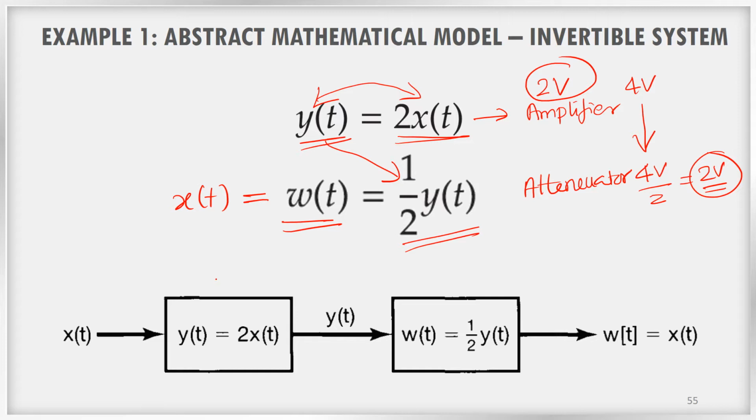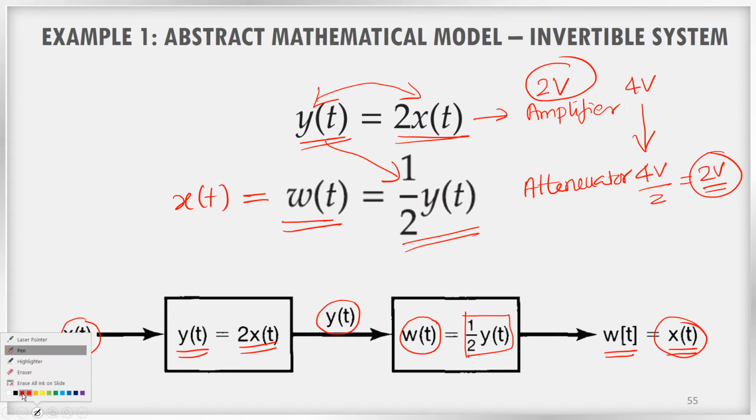Now what happened here is that you are giving a voltage x of t and you are getting y of t, that is 2 times x of t, and you are taking that y of t as the input and giving it to another system which is producing w of t, which is nothing but half of y of t. Because we are taking half, again you are getting the original input x of t.